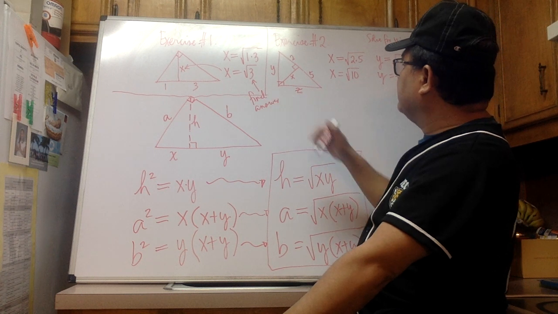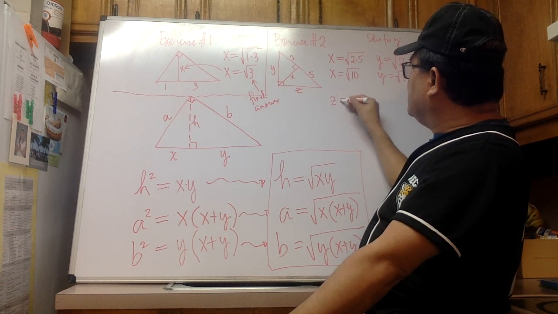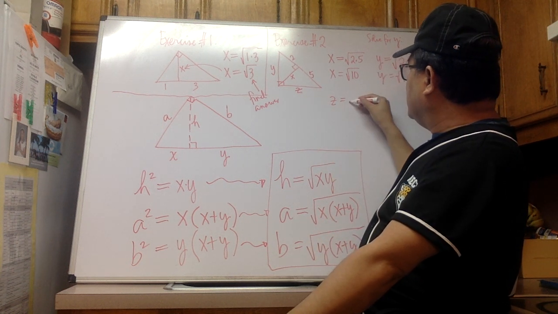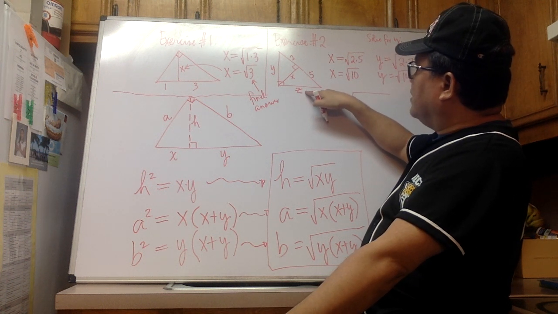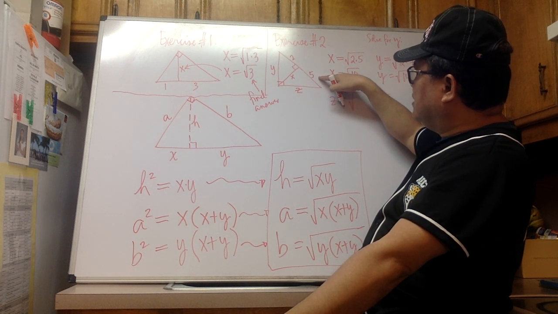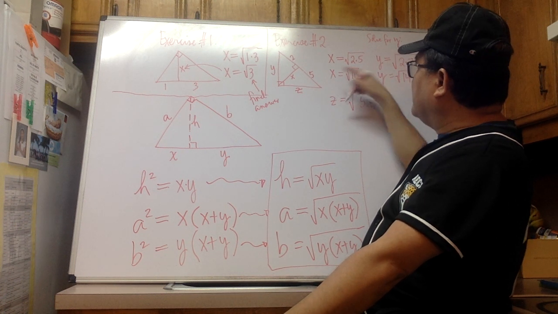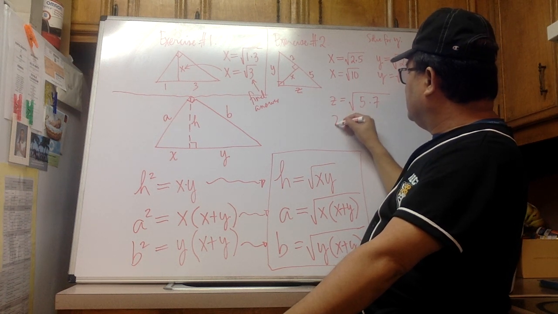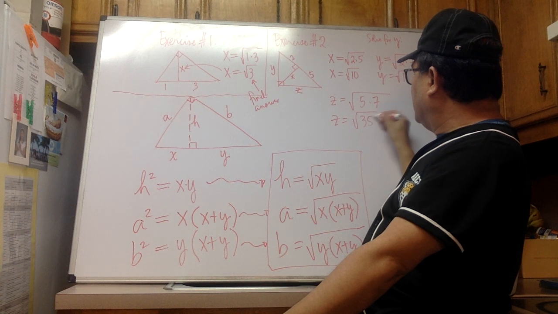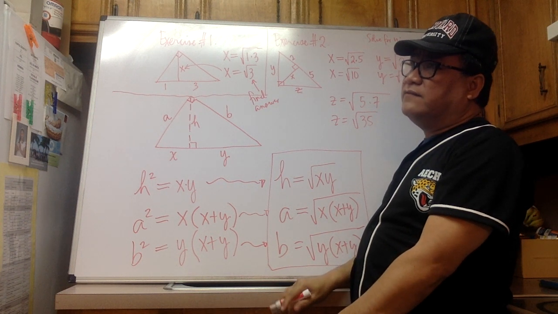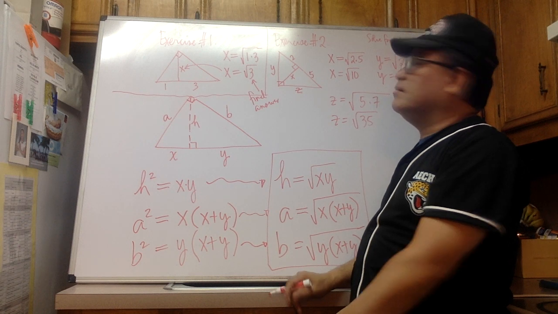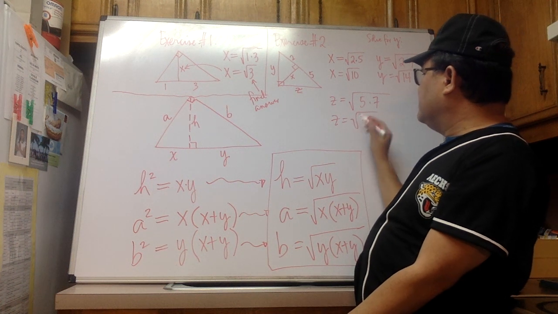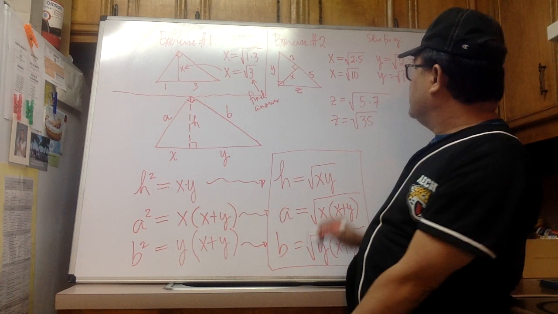Let me give room for Z. Now for Z, Z is also a leg, so it doesn't matter which one of the two. So Z would be equal to the square root of the part of the hypotenuse that is closest to it, which is 5, multiplied by 7. And 5 times 7 is equal to 35. The only way to factor 35 would be just 5 and 7. And not one of them is a perfect square, therefore you cannot simplify square root of 35 anymore.